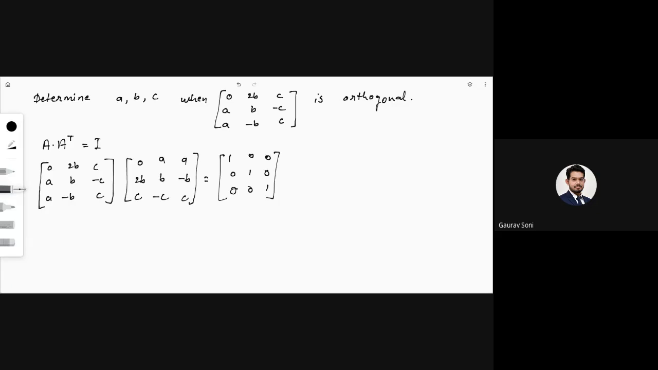So you don't multiply all of the terms. Just make equations consisting of B, C, and A. 3 equations so that you can completely find out the solution. So if I multiply first row to the first column, that will be 4b square plus c square is equal to 1.